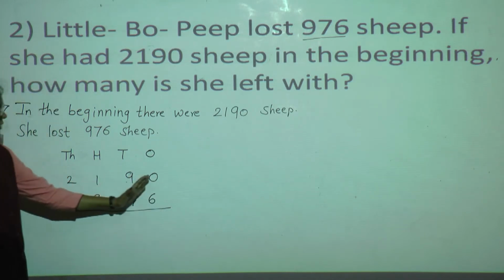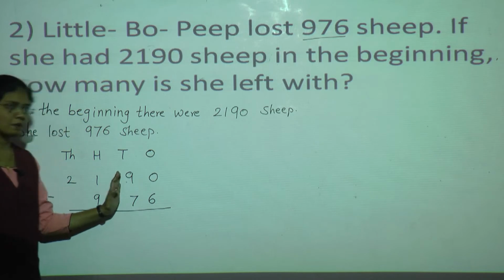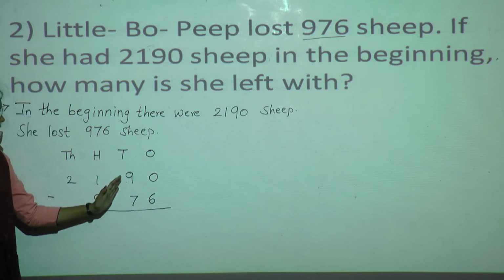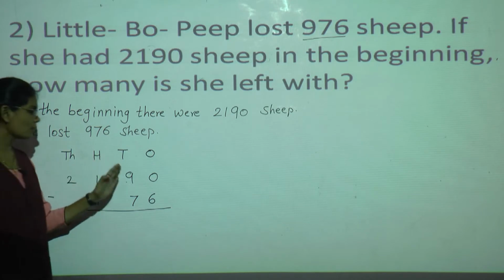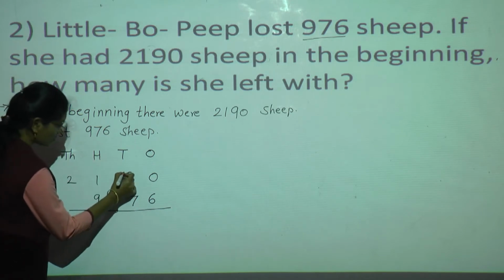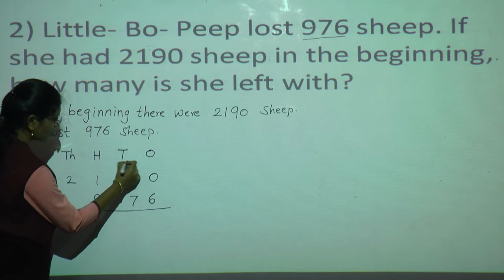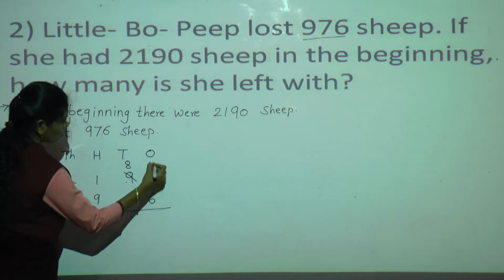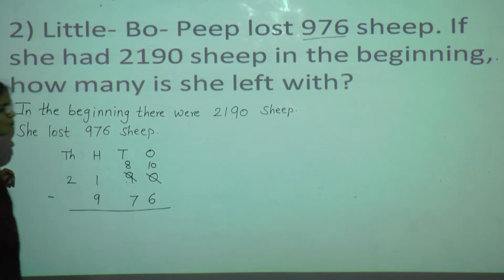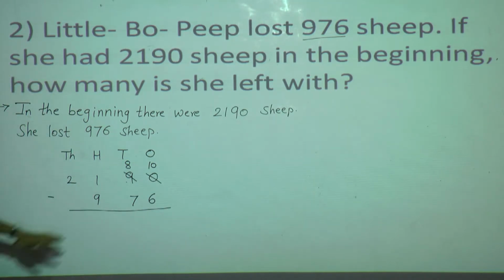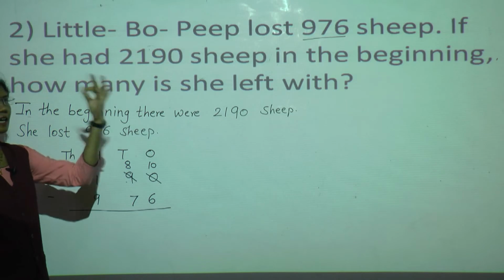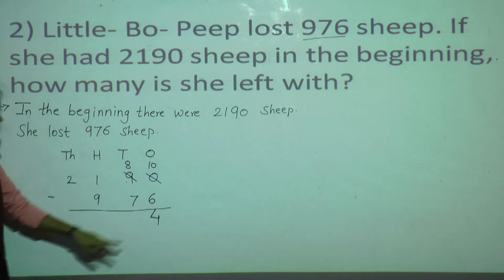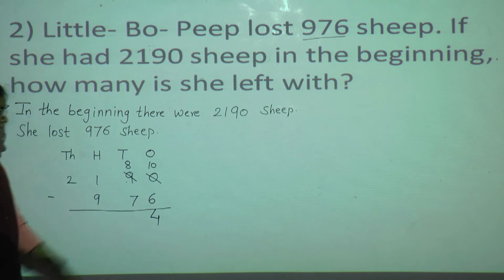So what will we do? Yes, we will move to the neighbors. Now who is the neighbor of ones? Tens is the neighbor of ones, and this tens is having 9. So we will take 1 from this 9. So 9 minus 1, here 8 will remain, and this 0 will become 10. Now do the subtraction. 10 minus 6. After 6, count your fingers till 10. 7, 8, 9, 10. So 10 minus 6, we will get 4. So write 4 at ones place.